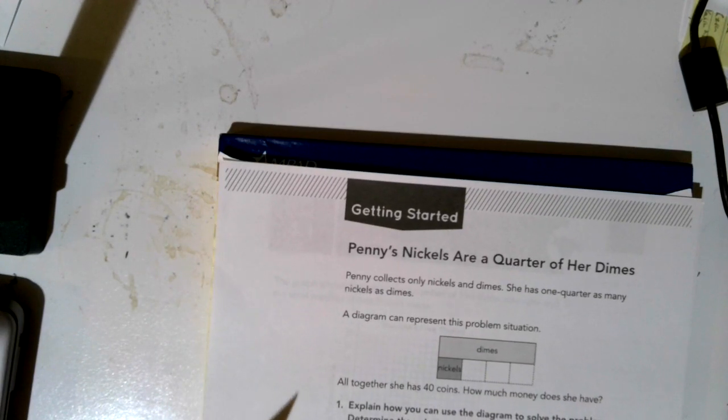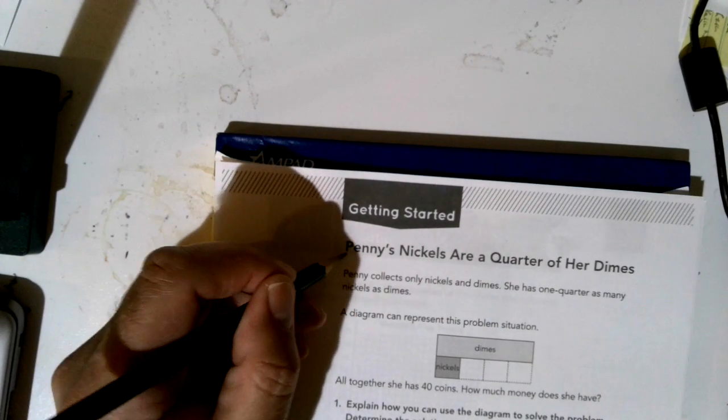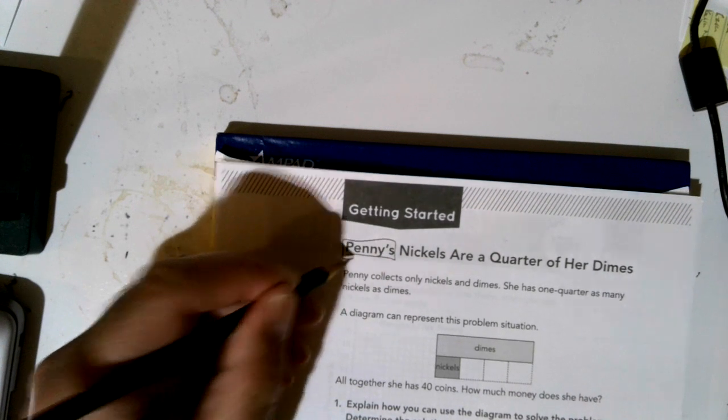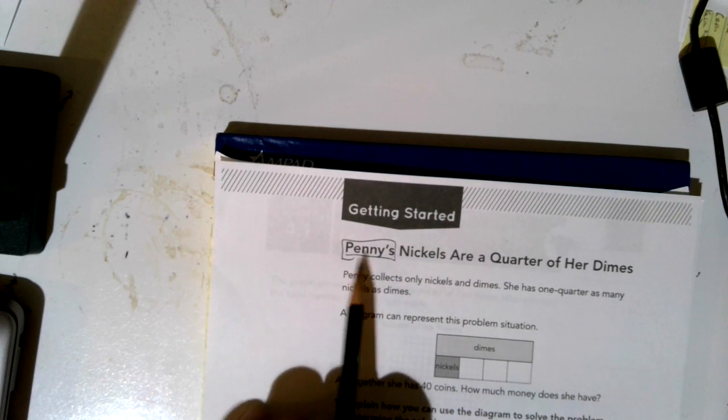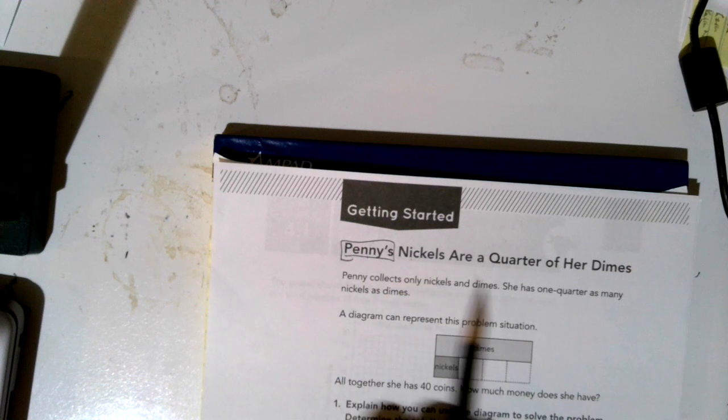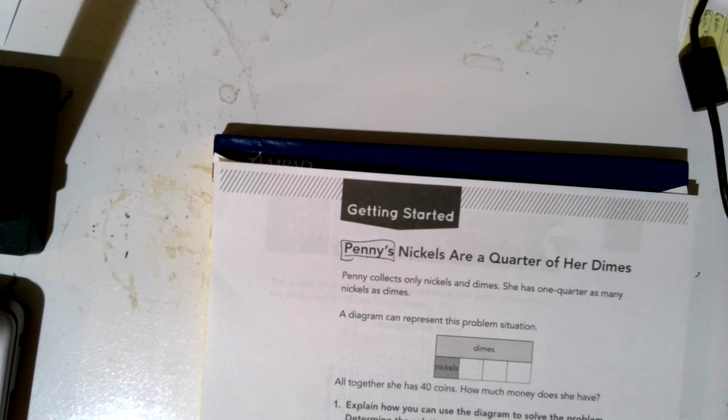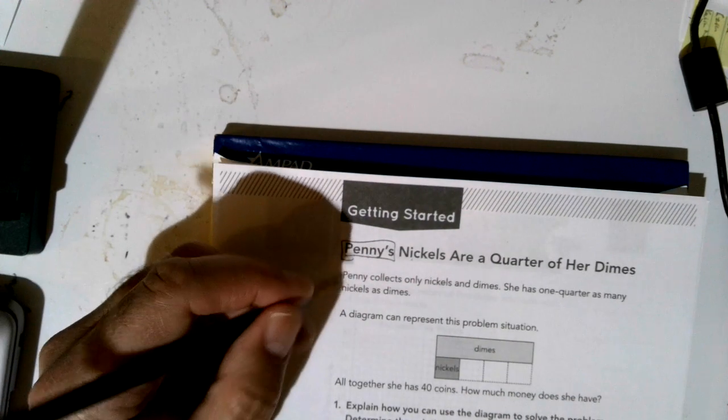Penny's nickels are a quarter of her dimes. So Penny, poor name of choice. This is actually the girl's name, all right? So her number of nickels are a quarter of her dimes. So if she has 4 dimes, she has 1 nickel, right? Because the number of nickels is a quarter of the number of her dimes.